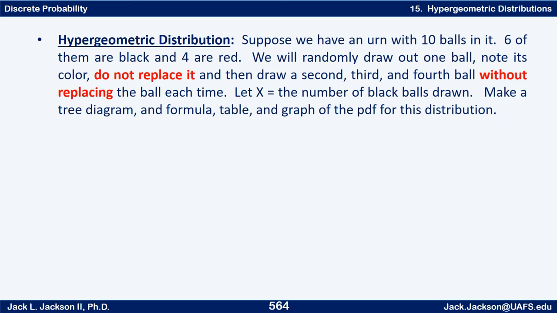X is still going to be the number of black balls. So far, this is exactly like the binomial distribution example we just did. But here's the difference. This time when we draw a ball out, we're not going to put it back. So do not replace it. So this is sampling done without replacement, or in other words, no repeats are allowed, where repeats were possible in the binomial case. Now, how does that affect things?